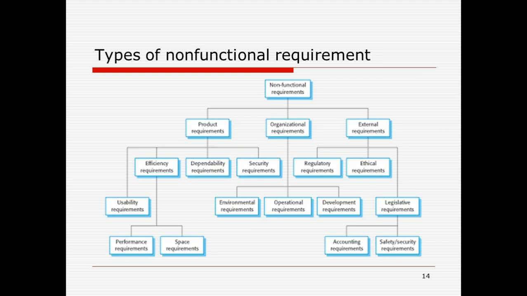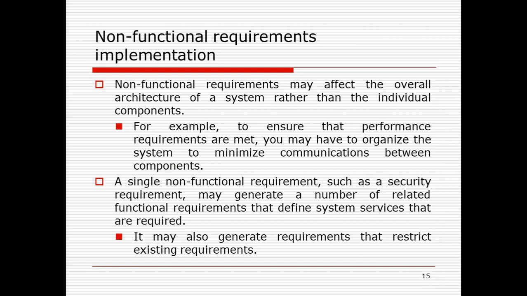So accounting requirement and safety and security requirement come, suppose, as legislative requirements. In all, a non-functional requirement can belong to any of these types, and these different types can be charted in a tree-like structure this way. The non-functional requirements may actually affect the overall architecture of the system instead of just restricting some component or part of the system. They will apply constraints to the overall architecture of the system.